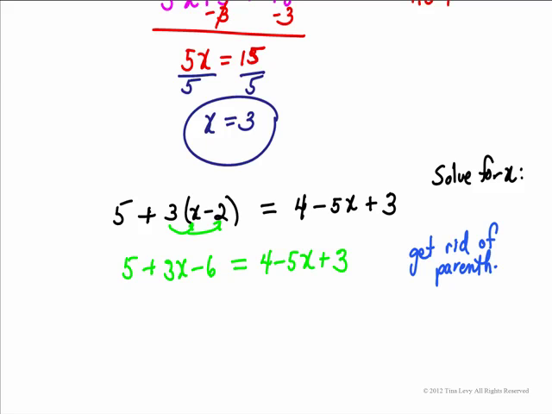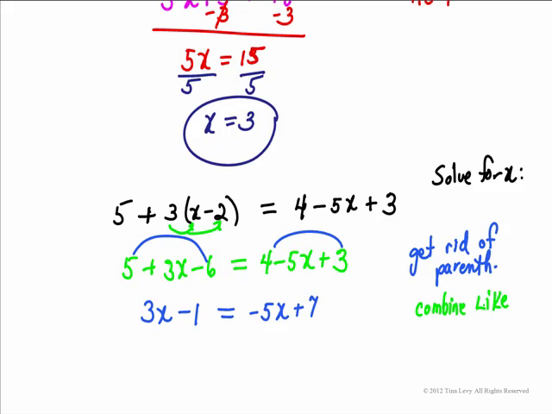Next step is to combine like terms on each side of the equation. So we have 3x, 5 and minus 6 is negative 1. And on this side we have negative 5x, and 4 plus 3 is 7. That's a good next step. All we've done is rewrite this by combining like terms. So keep in mind, we're not solving yet till we've got one variable and one number on each side of the equation. Everything to that point is just to rewrite it.